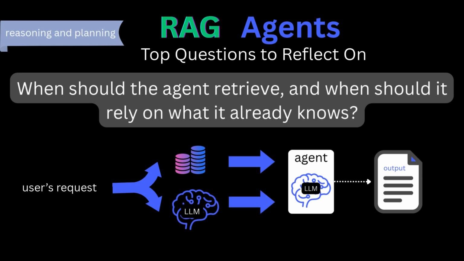I also ask, when should the agent retrieve, and when should it rely on what it already knows? In a customer service chatbot, if a user asks, "Where's my order?" the agent shouldn't retrieve product manuals. It should call the order tracking API instead. Smart agents don't just retrieve for every query, they choose the right action.